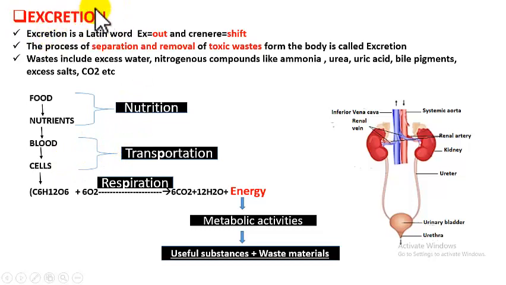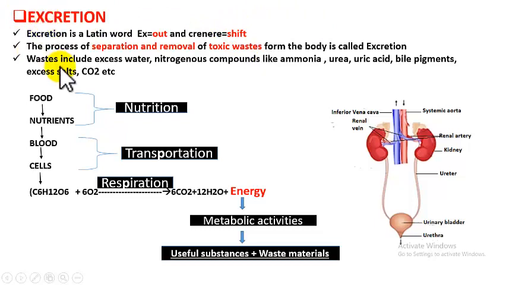So did you understand? Due to various metabolic activities happening inside our cells, waste materials are generated, and these waste materials are very toxic for our cells and are to be separated from the cells and removed from the body. That process which separates and removes the toxic waste materials from the body is what is called excretion. Understood, students? The term excretion is a Latin word where ex means out and crenere means shift. It is shifting out the waste materials from the body that is called excretion.